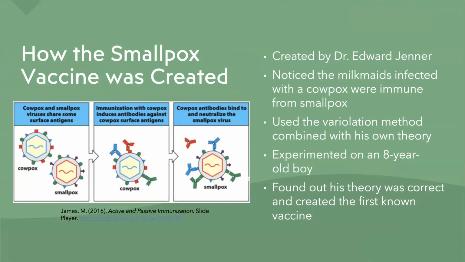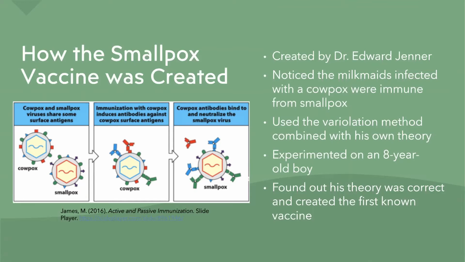Next is how the smallpox vaccine was created. So the smallpox vaccine was created by an English country doctor named Edward Jenner. He had noticed that the local milkmaids who contracted a different disease called cowpox, which was similar to smallpox but mainly affecting cows, were protected from smallpox.